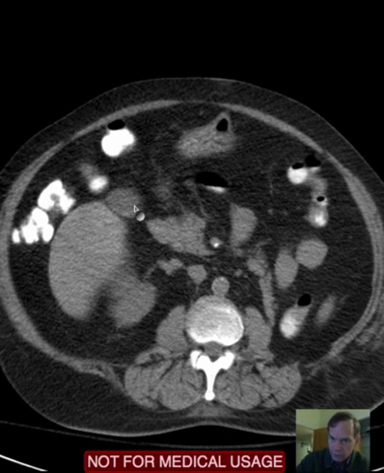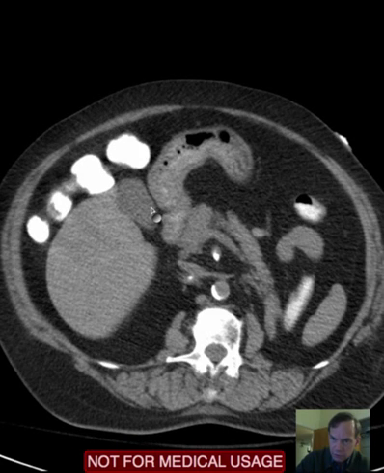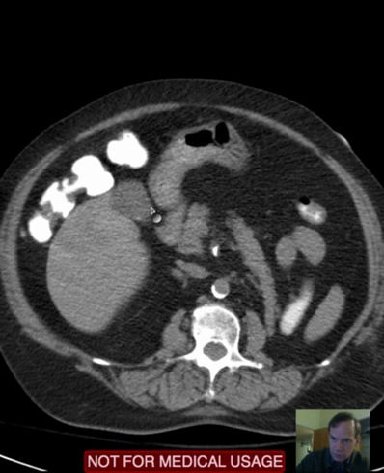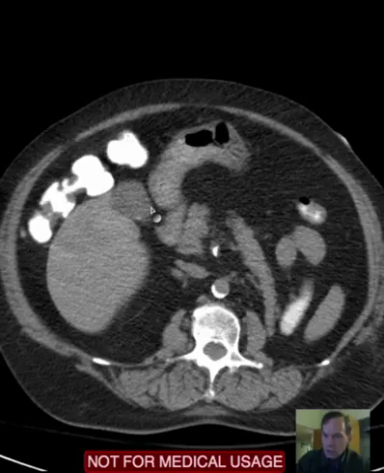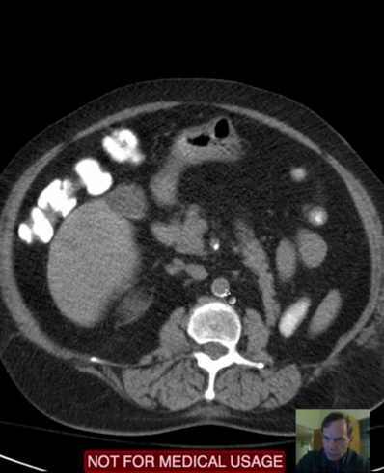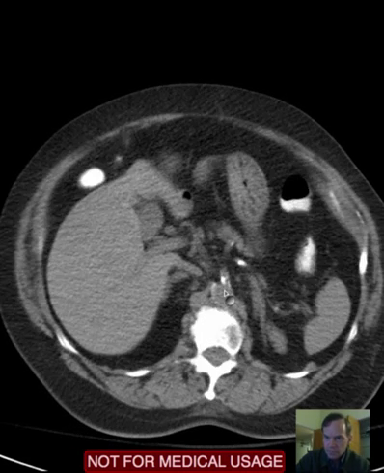There's a gallbladder. Looks pretty good. I don't see any obvious stones. But some stones are not visible in the gallbladder on CT. Renal stones typically are visible on CT. Gallstones, not as much. The abdominal aorta is normal in caliber.